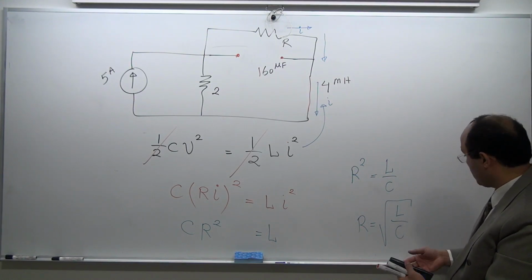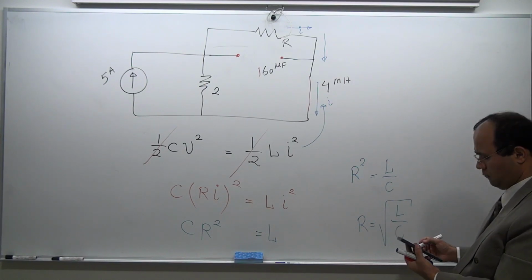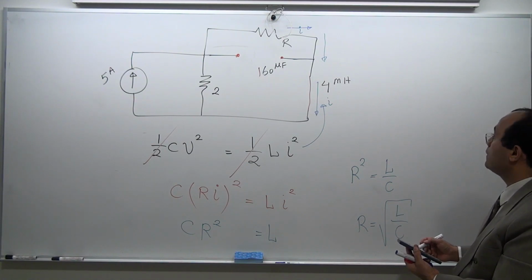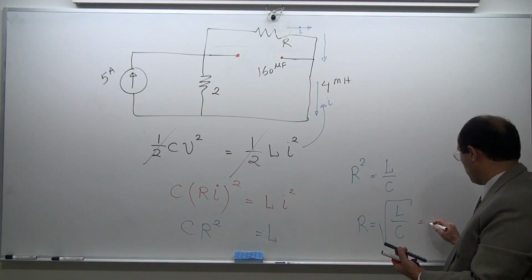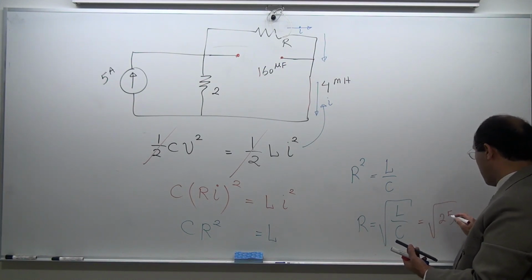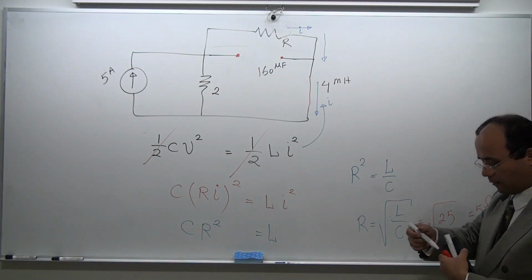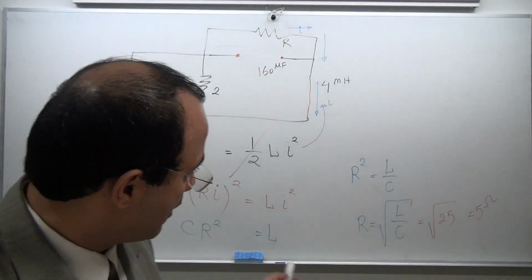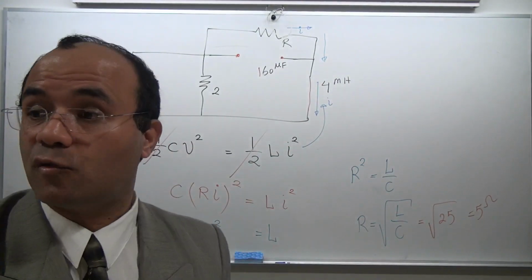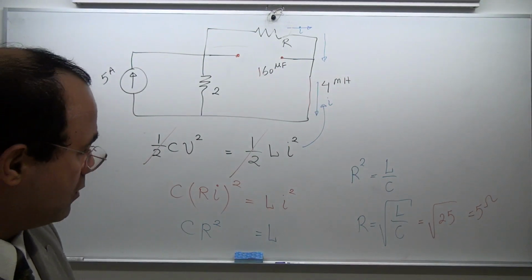And then 25. Did I do it correctly? Yeah, makes sense. Okay. And then this is going to be the square root of 25. And if I take this, then it's going to be 5 ohm. Let me just double check my numbers because that's too nice to be true. Is that it? Okay.